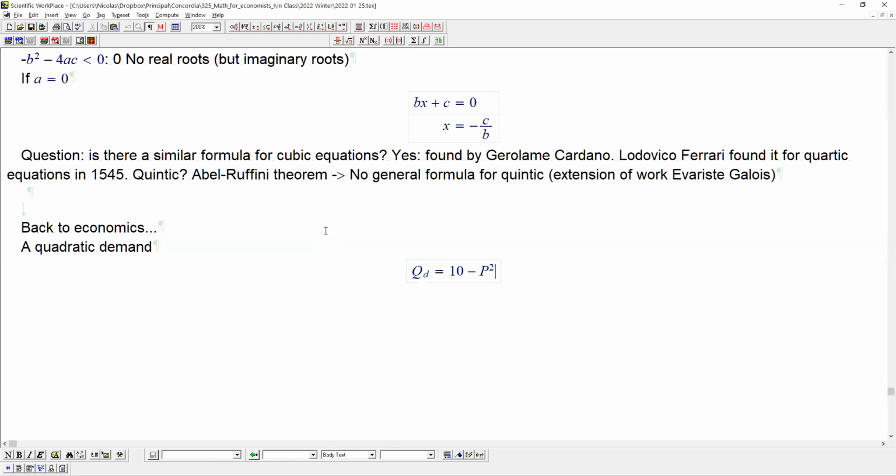And let's have QS equals 3p. So why don't I let you, why don't you try and solve it on your own? See what you get. So what is Q?